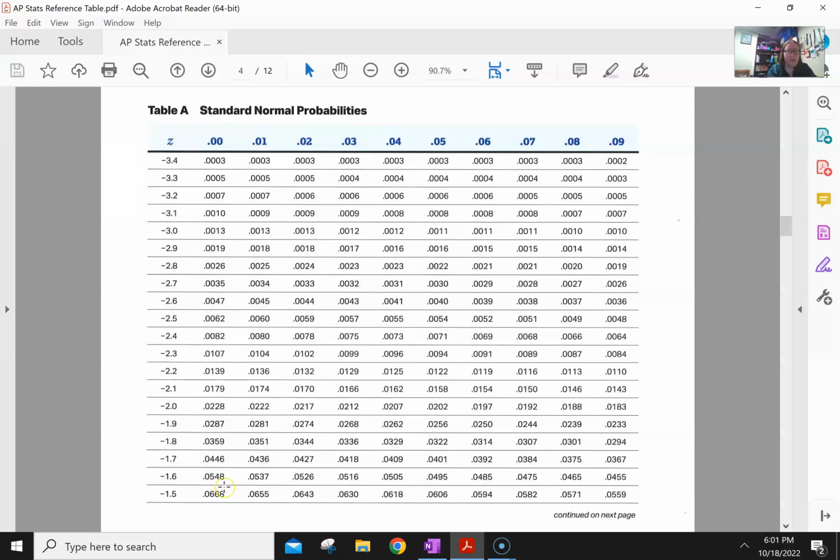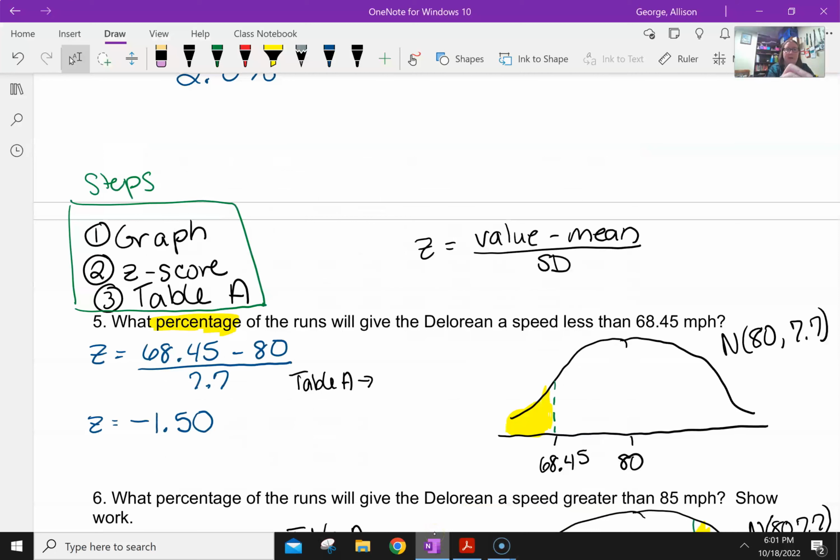So for us, what that tells us is that the proportion that is below our z-score is 0.0668. So when we come back over here from table A, we got the proportion 0.0668, which is great, but the problem didn't ask us for proportion. It asked for a percent, so we have to go ahead and convert it over. So we end up getting 6.68%.